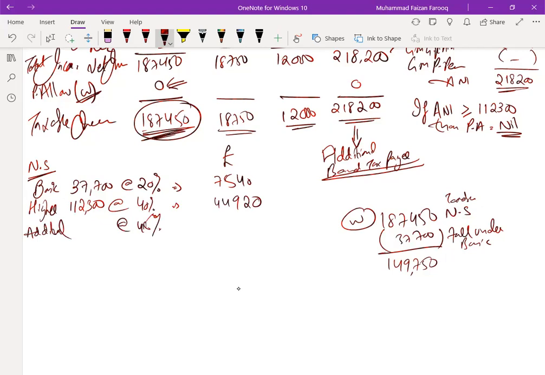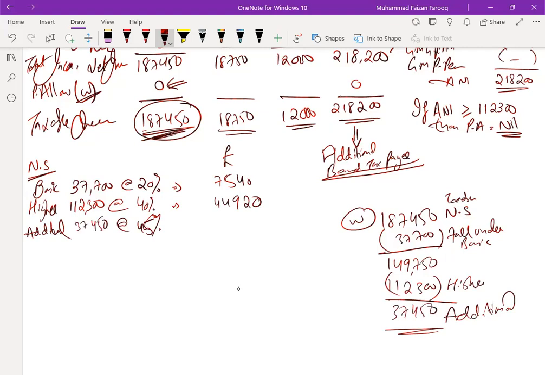And additional band, how much will it be? If you want to do the working, I can do it here. 112,300 in higher, yes. How much should it be in additional? 37,450, and it will be taxed at the additional rate, which is 45%, and the answer will be 16,853. Any questions, please? No.